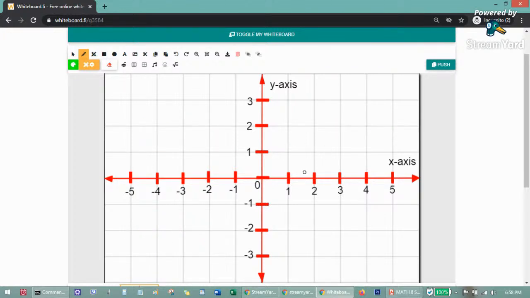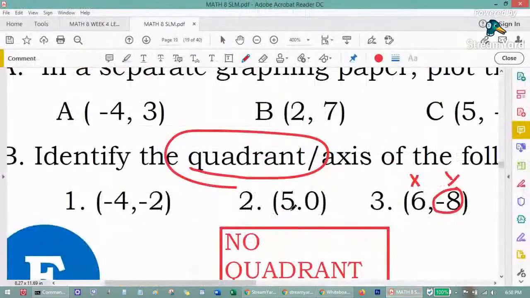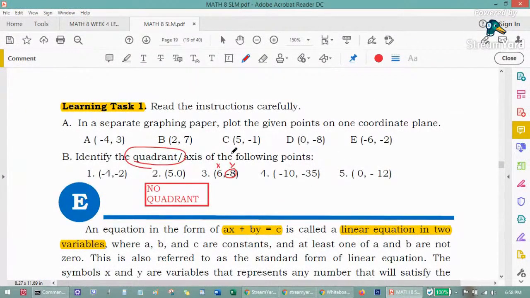And kapag ang point ay nakapatong mismo sa linya, for example, ganyan, then ang tawag dyan is no quadrant. No quadrant. Okay? Oh, that's it for learning task 1.